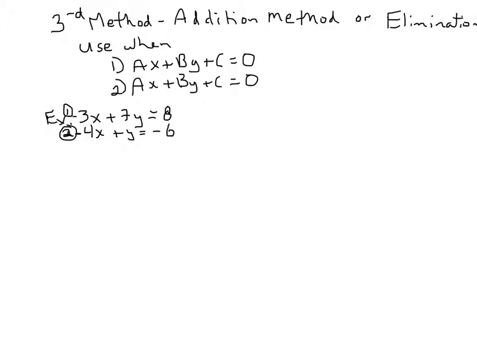So, step 1, and these steps are going to sound kind of silly, but you'll see why we do them in a second. Step 1: multiply equation 1, so the first equation, by the coefficient. What's the coefficient?